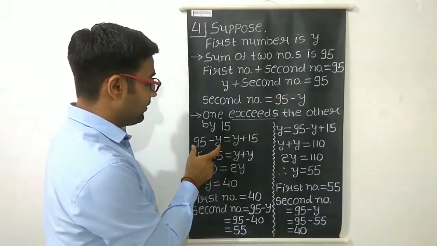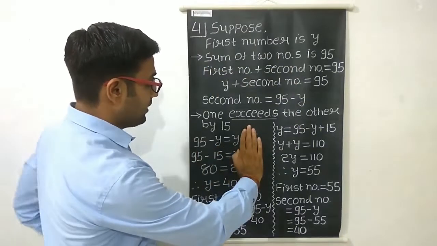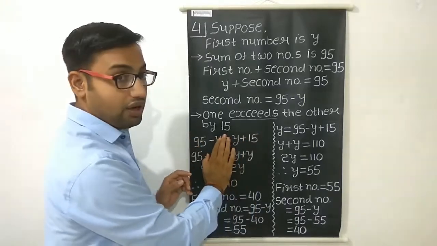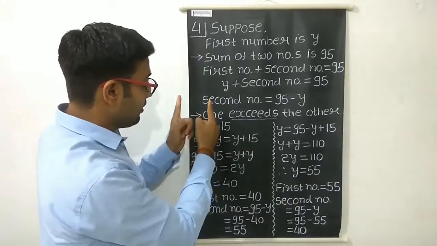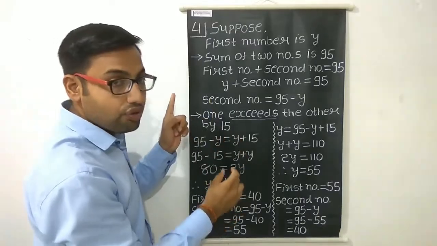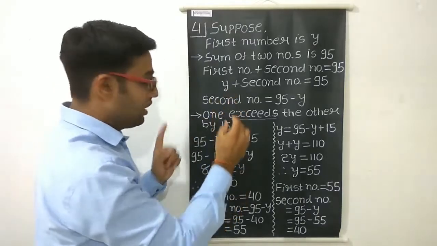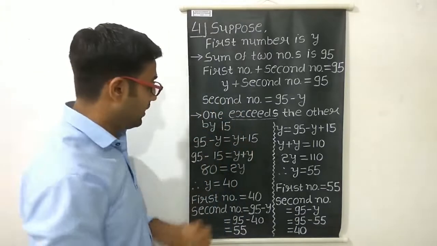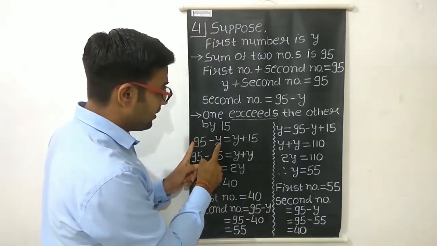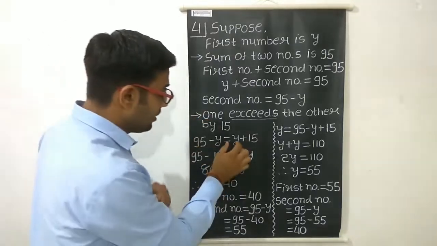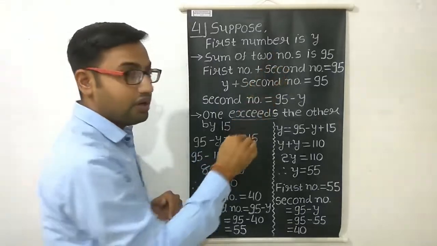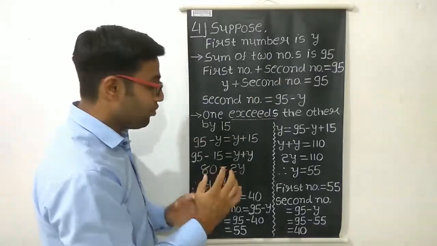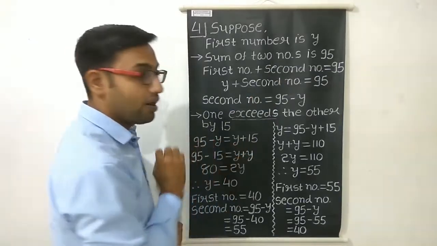So on the left hand side we write the second number, on the right hand side we write the first number, till both are not equal. This number is greater, y is lower. To make both the numbers equal, we have to add 15 to this first number. Once again, this is the second number, which is greater. This y, the first number, is smaller. To make both the sides equal, we have to add 15 to the smaller number.